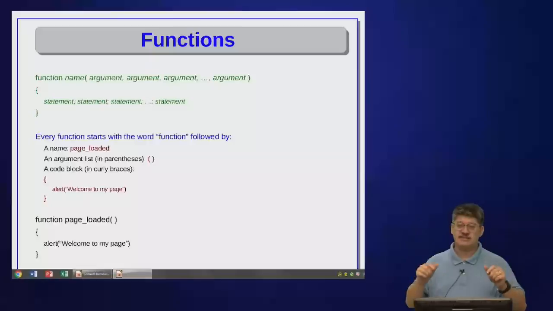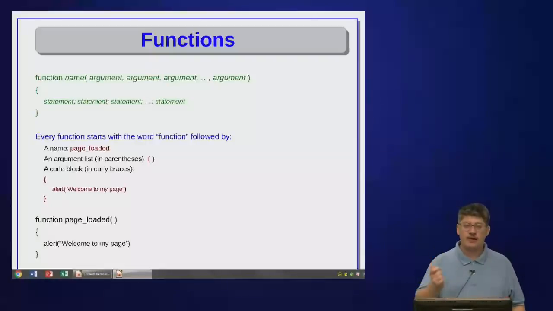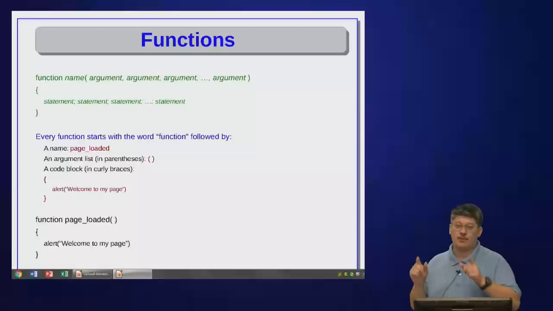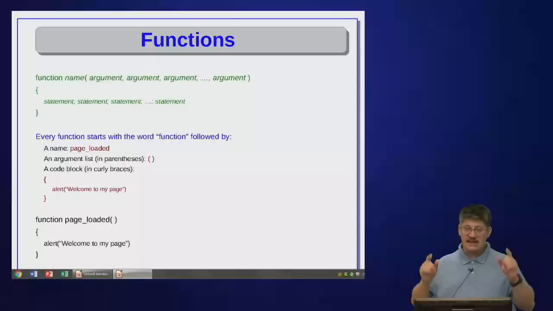And then I have parentheses. Parentheses are the symbol that identify a function. Whenever you see parentheses, you should think function. So I can tell whether something's a function because it'll have a name followed by parentheses. Inside those parentheses, I can optionally put some arguments. Those are inputs to the function.